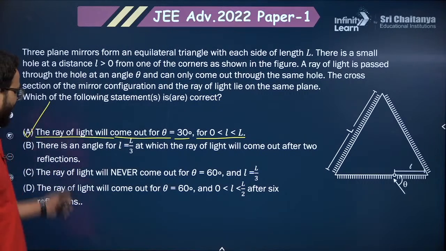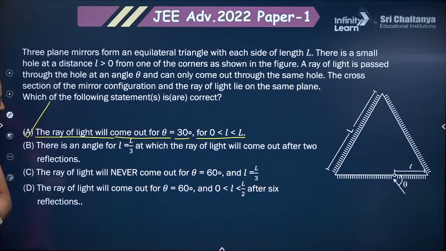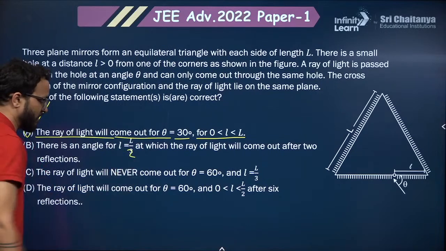Clear? Now let's study for the second option. Is there an angle for L equals L/3 at which the ray of light will come out after 2 reflections? Okay. Let's go for the third option. Let's talk about 60 degrees. Okay, I guess there's an angle for L equals to L/3 at which the ray of light will come out after 2 reflections. Okay, it should be L/2, I suppose.